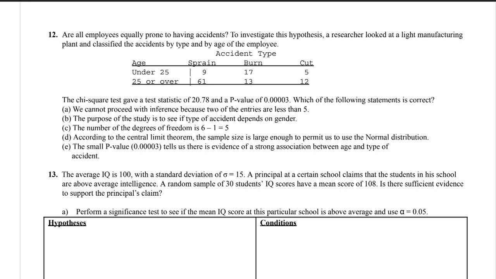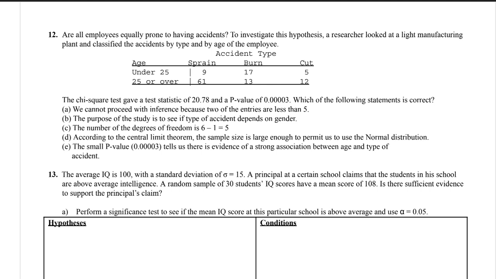Okay, so now number 12 says are all employees equally prone to having accidents? To investigate this hypothesis, a researcher looked at a light manufacturing plant, classified the accidents by type and age of the employee. It says the chi-square test gave a test statistic of 20.78 and a p-value of 0.00003. Which of the following statements is correct? So A says we cannot proceed with inference because 2 of the entries are less than 5. That is not true.